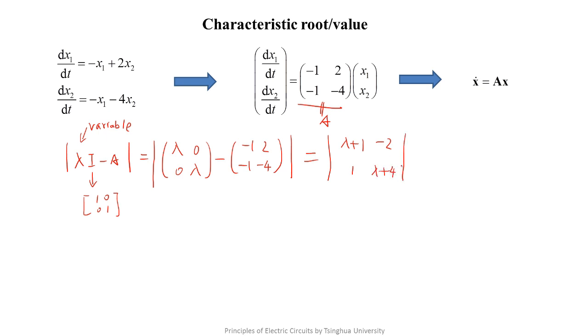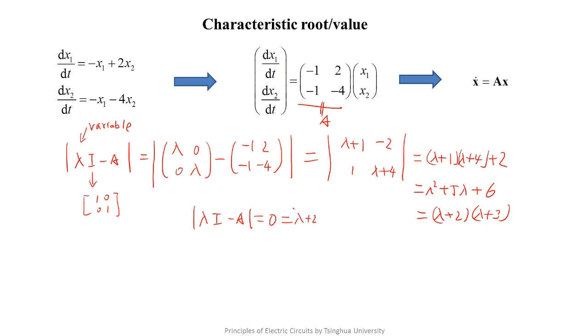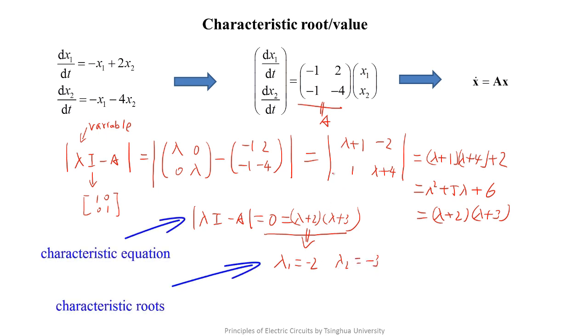According to the definition of the determinant, it equals this. By letting it equal 0, we can get the value of lambda. Lambda 1 equals minus 2, and lambda 2 equals minus 3. They are called the characteristic roots of the matrix.